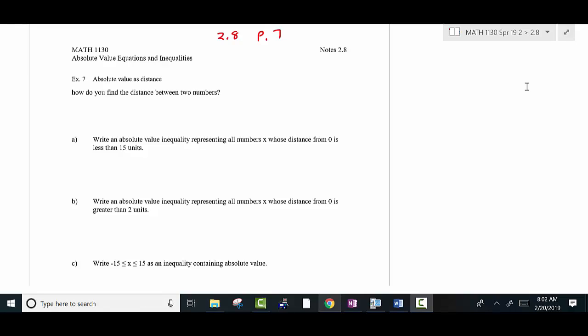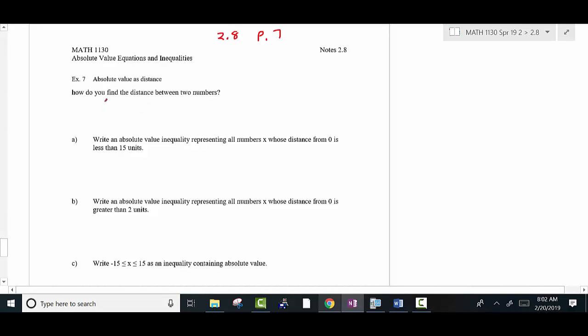Let's take a look at this then. Okay, so one of the things as a future calculus student, you'll find that one of the major definitions when you learn about a limit has to do with absolute value. So it's good to get the idea of what an absolute value inequality is doing in terms of distance. So basically the idea is this.